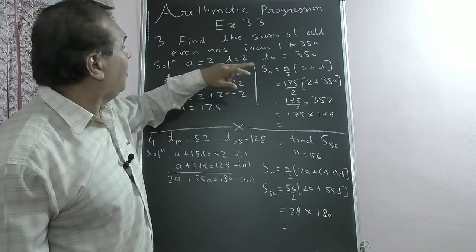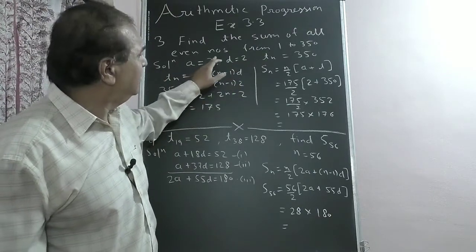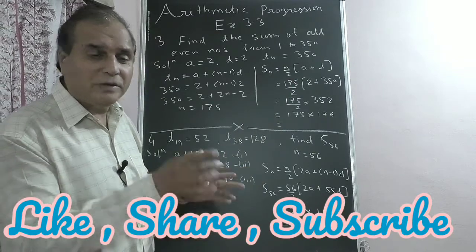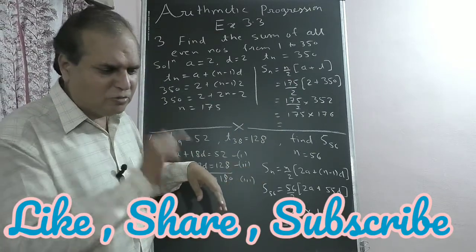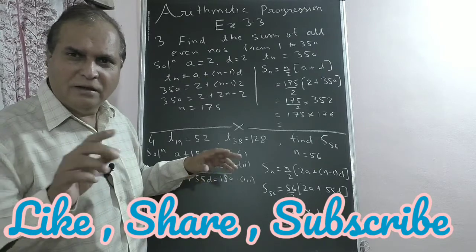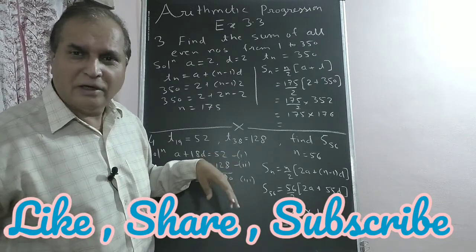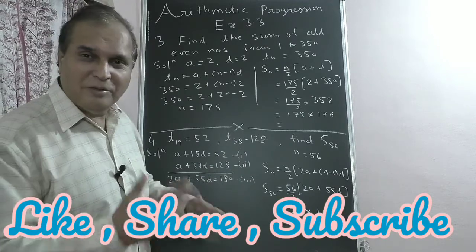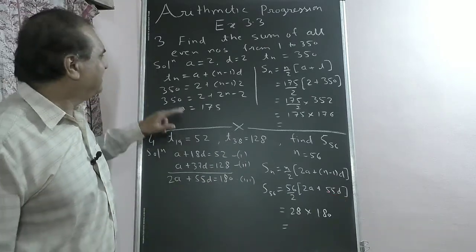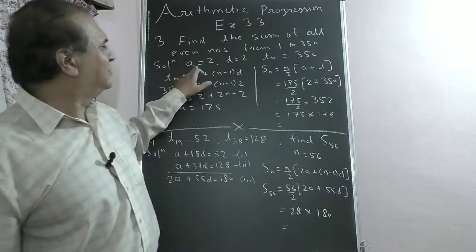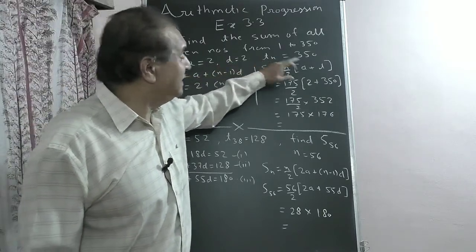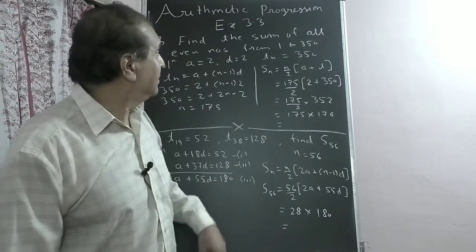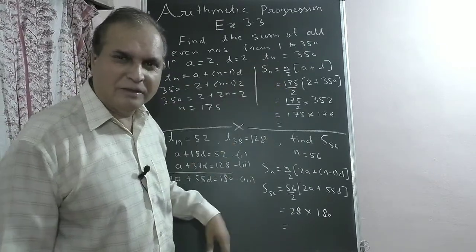Find the sum of all even numbers from 1 to 350. So n we don't know, up to 350 how many? Will you count or what? 2, 4, 6, 8, 10, up to 126, 128, how many will you count? Up to 350, exam time will be over. Okay, so see here, A equal to 2, D equal to 2, Tn is given as 350, which is even.